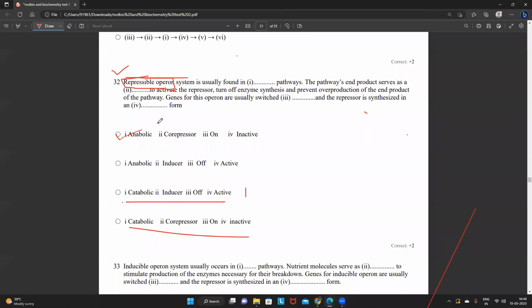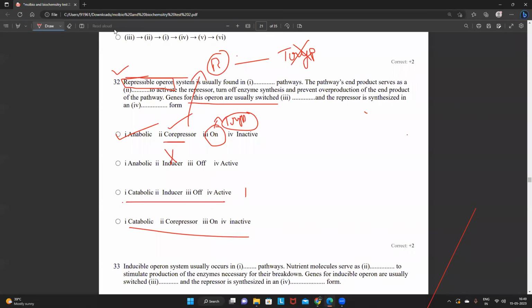Repressible operon is anabolic, I told you, right? Here, tryptophan itself acts as a co-repressor, which will go and activate the repressor. Then the repressor will block the synthesis of tryptophan happening inside the body. So it's a co-repressor. Inducer is what we studied, lactose, right? So the genes for this operon are usually switched on, because inside my body I am synthesizing tryptophan every time. But whenever the repressor is active, what happens? I have to inactivate it. Hence, the correct answer is option A. Most of the people have not answered this correctly. You have to think it very carefully.